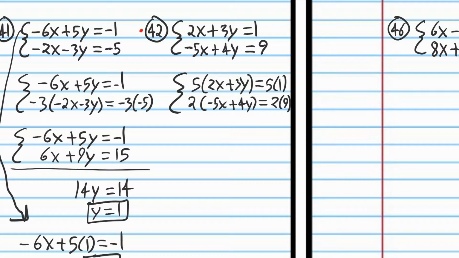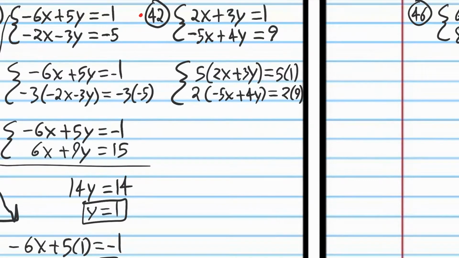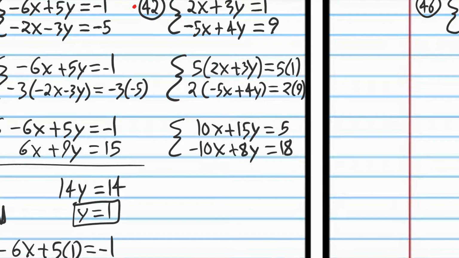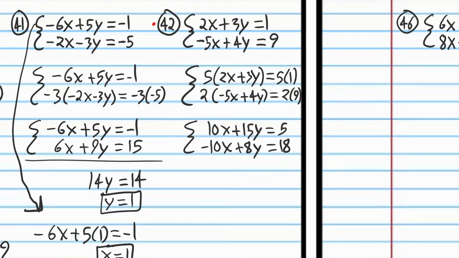Let's see here. Just making sure everything looks right. Everything looks right. And so now we have to use the distribution rule. On the top equation we have 10x and so on and so forth. In the bottom equation we have negative 10x. So now we're ready to go because I have 10x and negative 10x. So again, we had to multiply both equations to make that work.